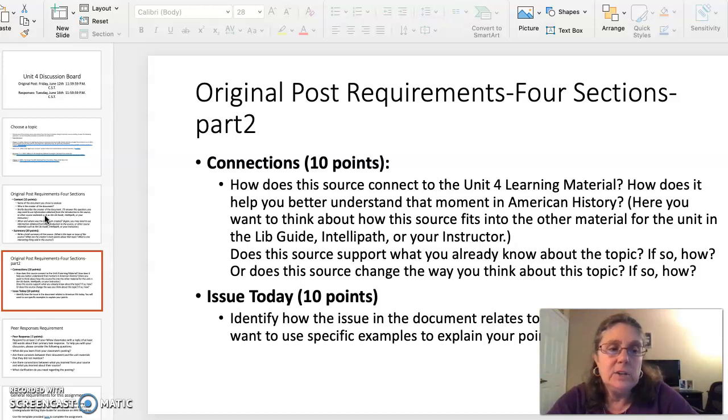Then finally, the issue today section worth 10 points. Identify how the issue in the document relates to American life today. How is this document still relevant to us in 2020? You want to use specific examples to explain your points.